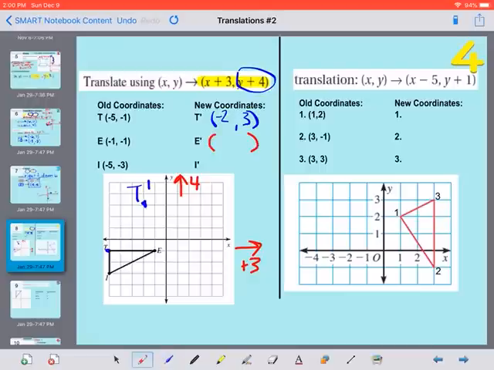Our next point, we're adding 3 first. Negative 1 plus 3 is 2. And then negative 1 plus 4 is 3. So at 2, 3, 1, 2, up 1, 2, 3. From the origin is where I'm counting from, since I'm just plotting a point. That's our new E prime. And if you think about it, did we go x 3 to the right? We did. And did we go up 4? 1, 2, 3, 4. Yes, that is the correct point.